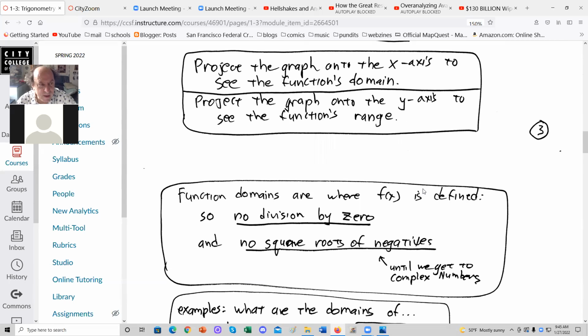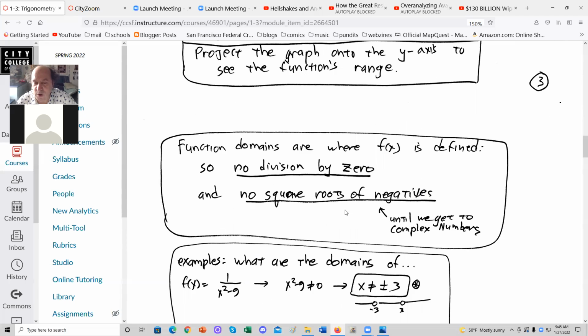The domain is everywhere where f of x is defined, and that'll mean generally no division by 0 because you can't divide 1 over 0 and 0 over 0 properly, and no square roots of negatives for much the same reason. Although later on we will talk about what are called complex numbers, where we can define square roots of negatives. You have to basically add another dimension to the numbers. So instead of a number line, you get a number plane. But we'll get to that later.